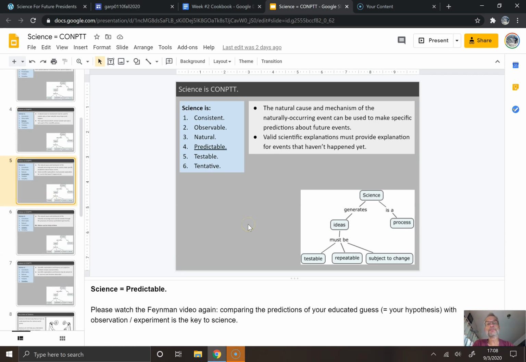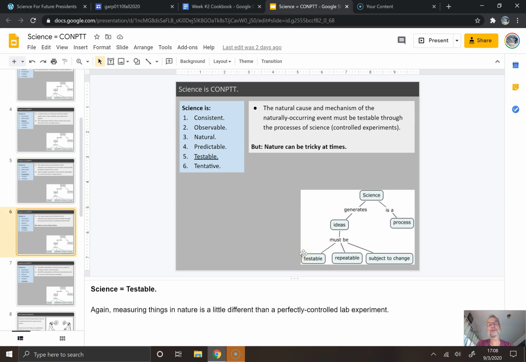Science is predictable, right? You can watch that Richard Feynman video again. That's the key part, that you can make predictions based on your educated guess, and then you can test those predictions against experiment. That's the key to science. Testable, right? So that you can do controlled experiments, that you can look at the causes and mechanisms of naturally occurring events.